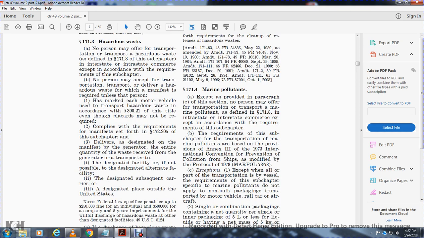All right, 171.4, marine pollutants. Except as provided in the following paragraph of this section, no person may offer for transportation marine pollutants, as defined in 171.8, in interstate or intrastate commerce except in accordance with the requirements of this chapter. The requirements of the subchapter for the transportation of marine pollutants are based on Annex 3 of the 1973 Convention for the Prevention of Pollution from Ships, as modified by the Protocol of 1978.